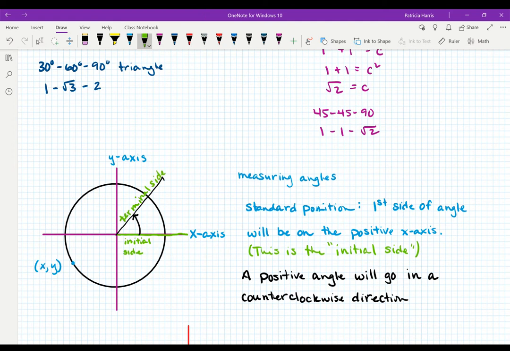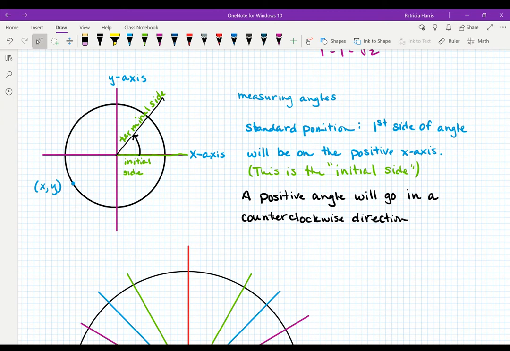Okay, now an angle can go all the way around that circle as many times as it would like. Okay, so we can do corkscrews. We can just do an acute angle, an obtuse angle. We can also do an angle that's greater than 180 degrees now. Things like that. Okay, so next up, if we want to go in the negative direction, it's going to go clockwise.